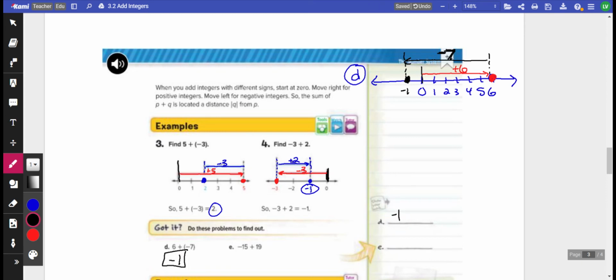All right, let's try letter E. Negative 15 plus 19. Starting at 0, and I'm going to go to the right. Sorry, I stand corrected. I'm going to put this 0 over to the right instead, and I'm going to go to the left 15. And the reason why I'm going to the left 15 instead of going to the right is because it says negative 15. Negative numbers are to the left of 0.